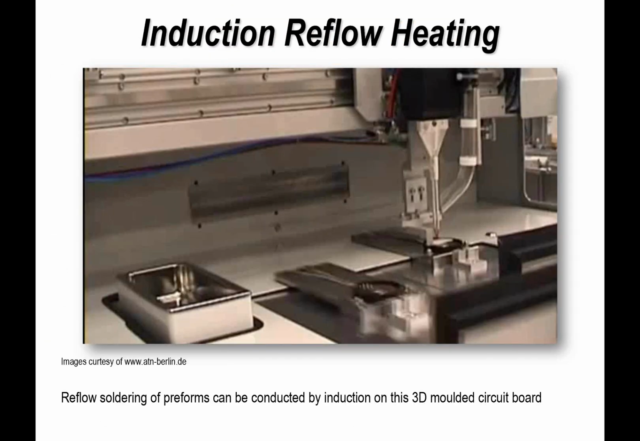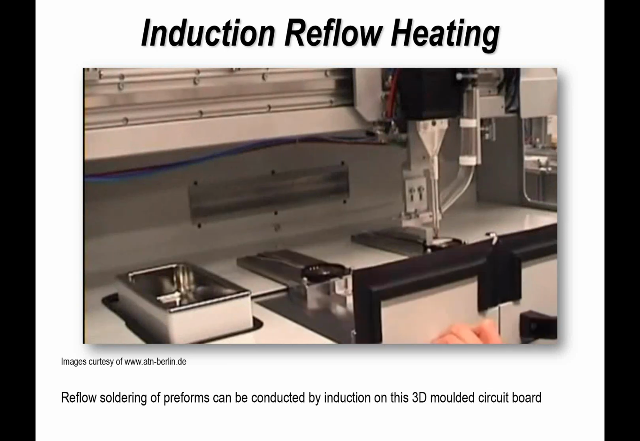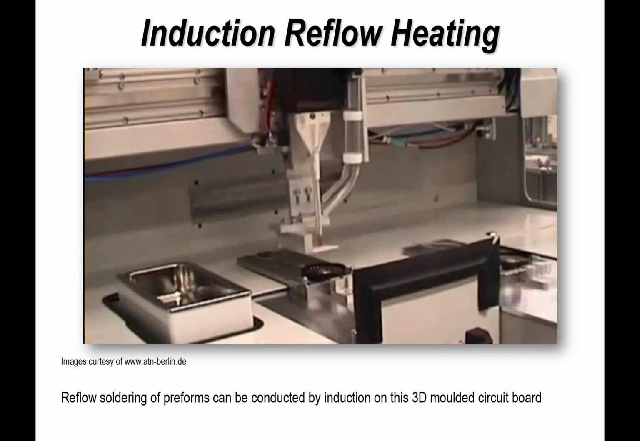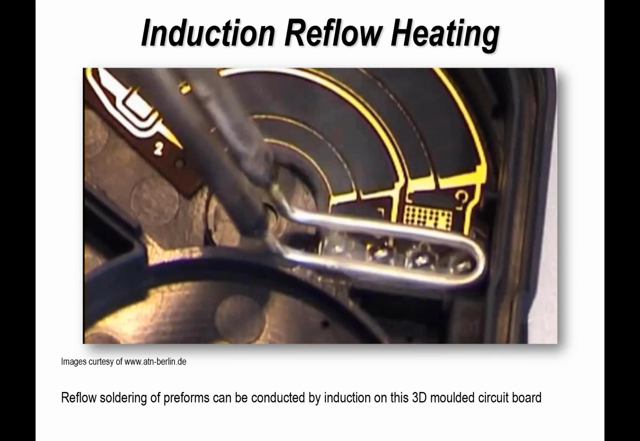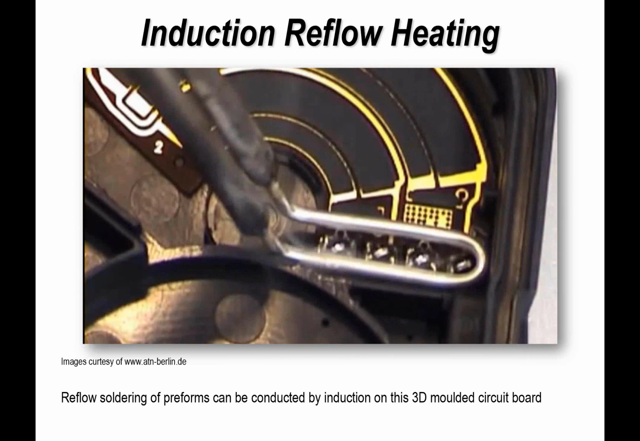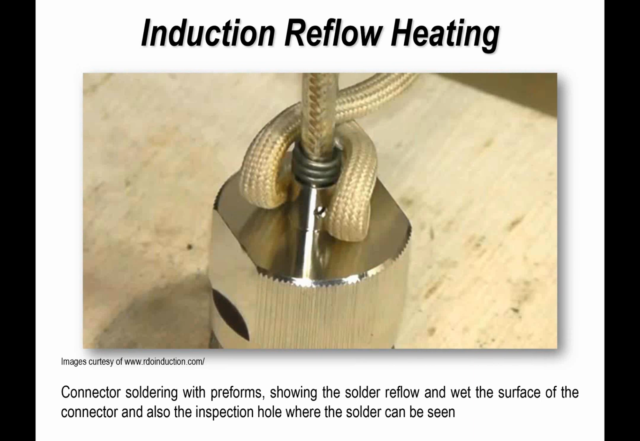So in terms of other types of soldering, induction soldering may be new to some companies, but basically what we're creating is a magnetic field which heats the joints within that field. And that's an example of solder connections being made to a three-dimensional plastic board. So a connector with pins, the preforms are placed over the top, they're flux preforms, and reflow is created.